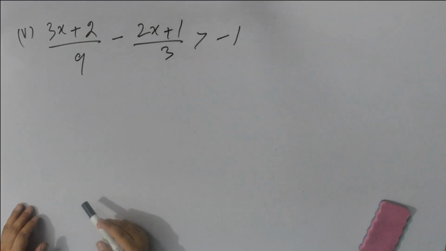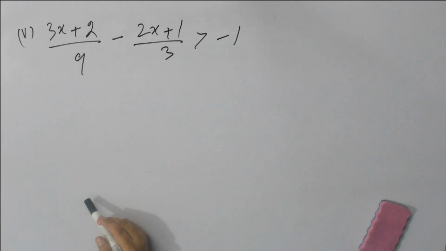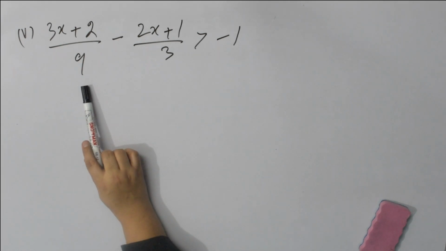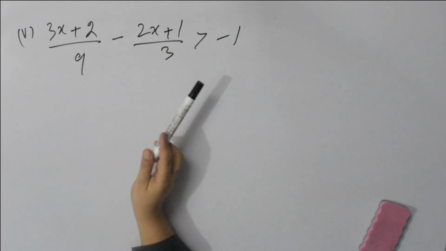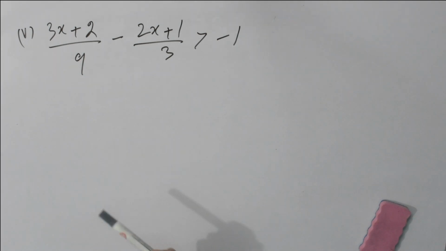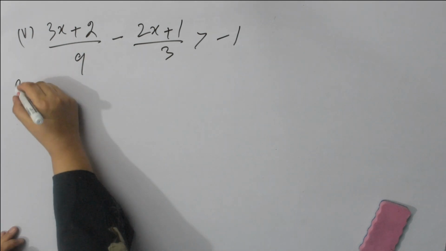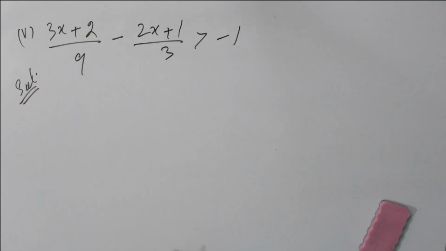Okay students, now its fifth part. Why did I choose this part? Because again you see this in the form of fractions: 3x plus 2 upon 9 minus 2x plus 1 upon 3 is greater than minus 1. All right, now its solution.